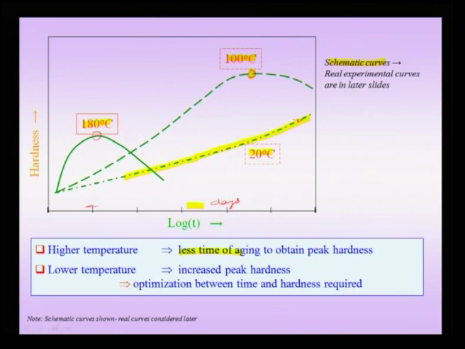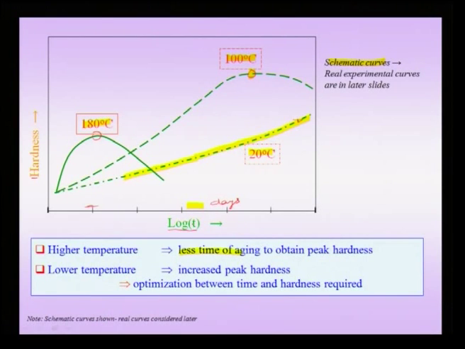So, this implies that if I want to obtain peak hardness in a short period of time, then I have to go for a higher temperature. So, this is my hardness plotted with respect to log of time as before, and this log of time implies that the more time I am spending in heat treatment, the more is my capital investment. Therefore, I need to worry about my production rate. Therefore, I have to worry about the time and hardness and properties optimization.